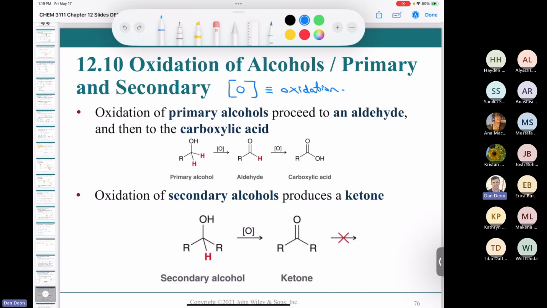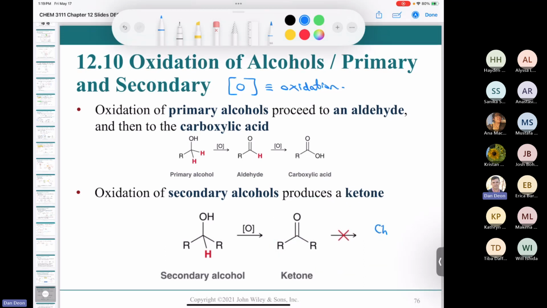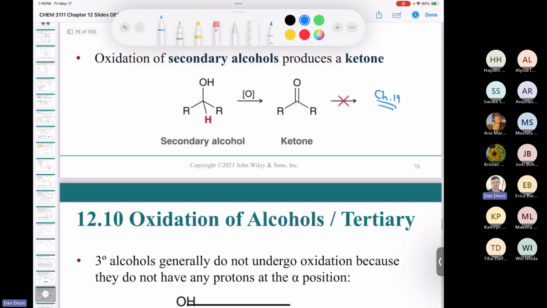Now, if you have a secondary alcohol, that can be oxidized to a ketone. You notice that a ketone has no hydrogens on the carbonyl carbon. Well, if you're astute, and I know you all are, you probably realize that unless the carbon attached to the oxygen has a hydrogen on it, oxidation can't occur. So generally speaking, ketones don't oxidize any further. However, in chapter 19, so you don't have to worry about it for quite a while, we will talk about an oxidation of a ketone, but for this chapter, it's not pertinent whatsoever.